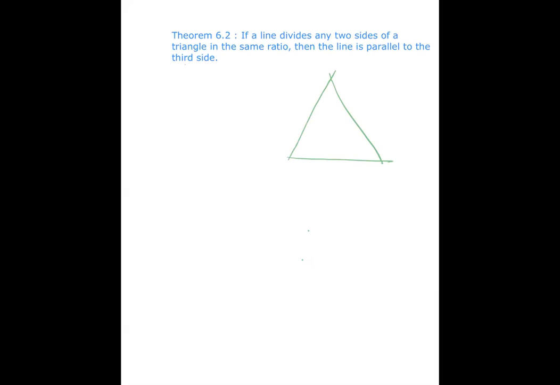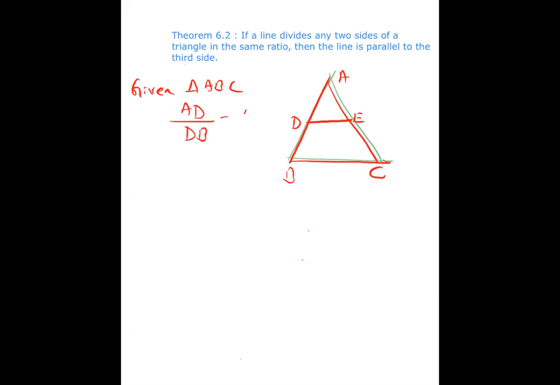So first we have to draw one triangle ABC. And if a line divides any two sides of the triangle in the same ratio, let it be DE. Given is triangle ABC, and it is given that the line divides the sides in the same ratio. That means AD upon DB is equal to AE upon EC. And now we have to prove that DE is parallel to BC.